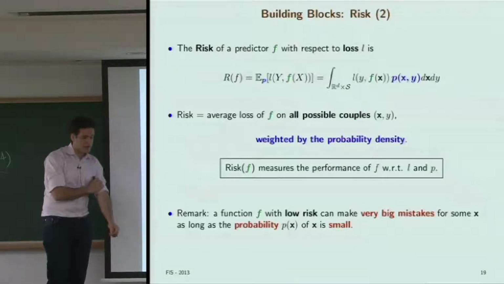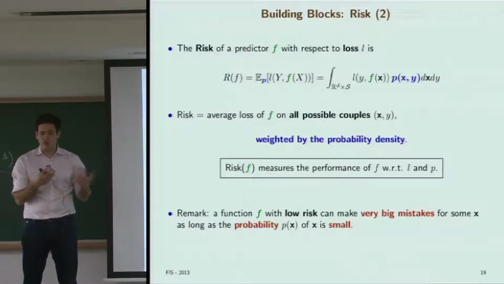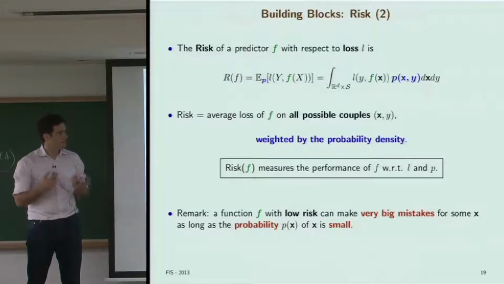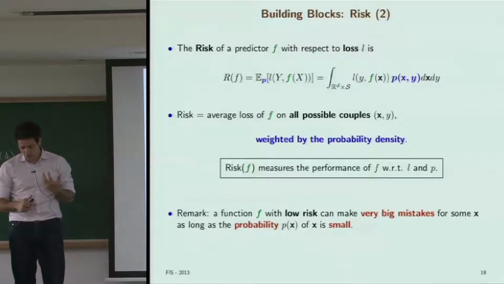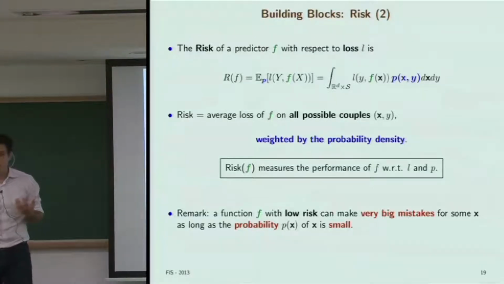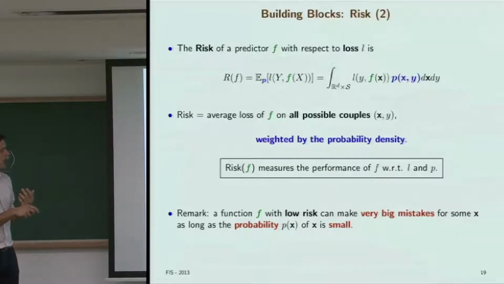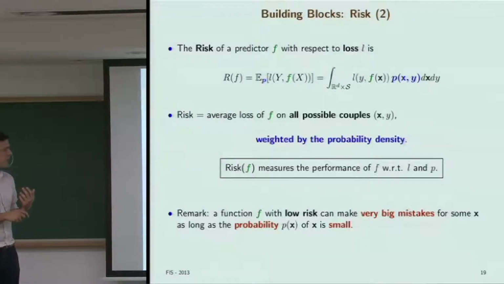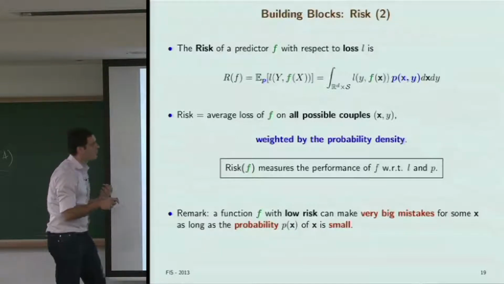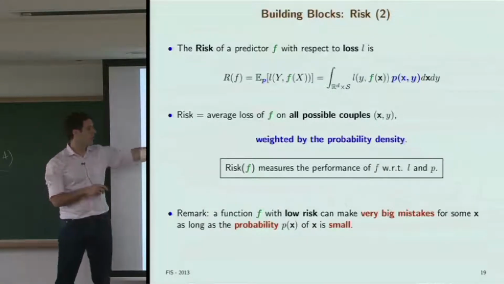The second one is the risk, basically. From that loss, we can define what we call a risk. The risk of a predictor, here predictor is not exactly the way I was using it in regression, but the risk of a function f with respect to loss l is the expectation, with respect to the probability p of the pairs, of the loss of y and f of x.